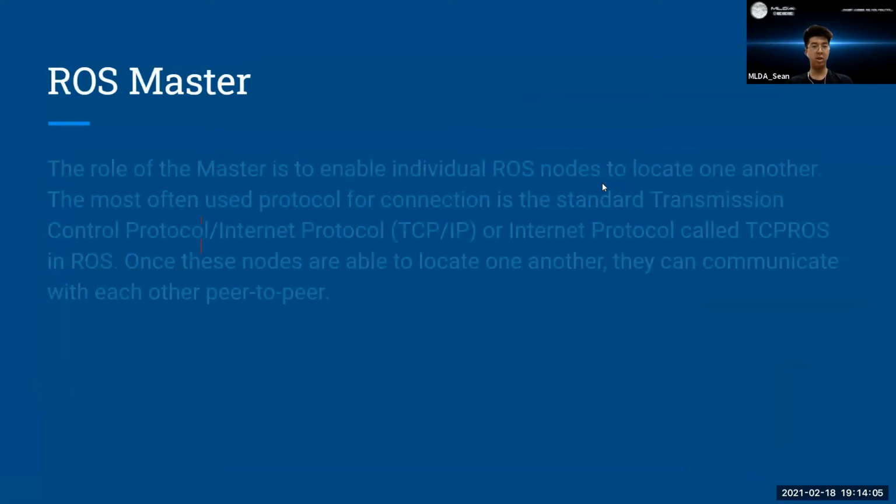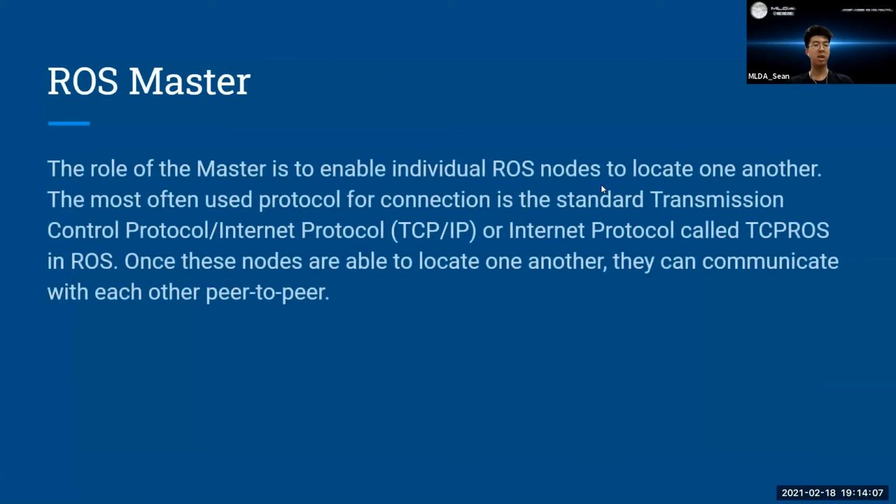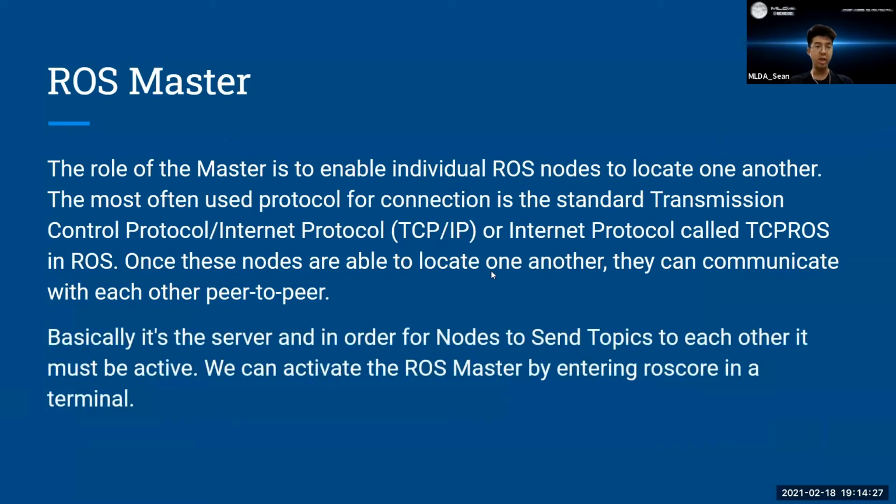Okay, so there's one other thing I want to emphasize a little bit. It's actually called ROS master. ROS master is just a server for the nodes to communicate with each other. It just activates a server. And the nodes are communicating using TCP/IP, or actually TCP ROS. So in gist, ROS master just opens a server and it enables our nodes to start talking to each other.